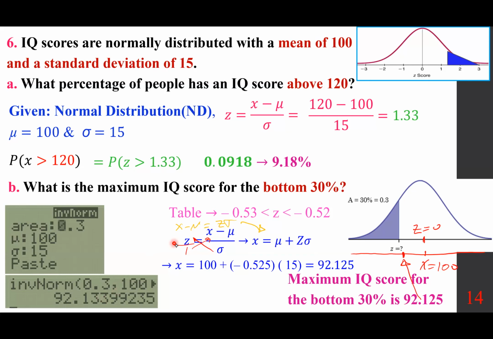Or you can find the inverse norm with a different mu and sigma. Mu is 0, sigma equals 1, and that will give you the z value. If we go with standard deviation 0 and 1, this will be the value that we have here. This number, of course, is more precise. You have to calculate the x.